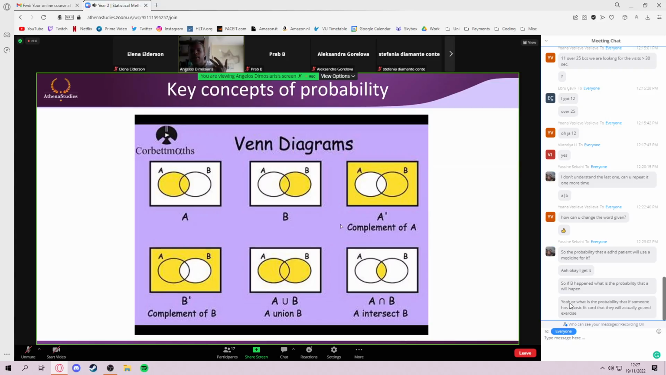So three main terms here. First is the complement. The complement of A is all the things that have nothing to do with A, that are outside of A. The complement of B are all the things that are outside of the circle of B. Term number two is the union. The union refers to when you say A or B. And the intersect is when you care about A and B, so the common space of A and B.